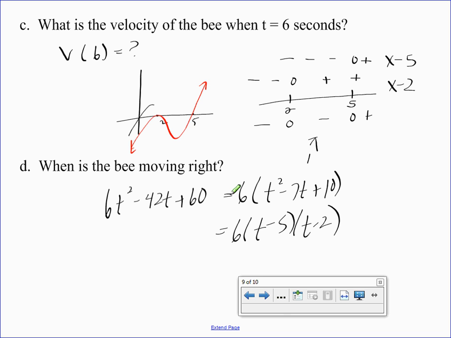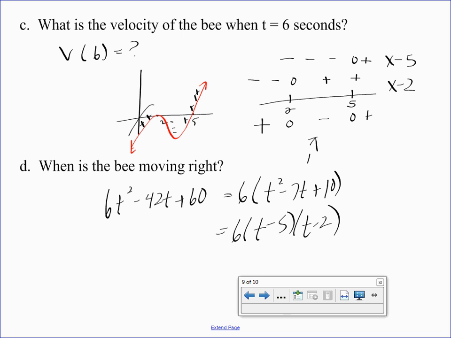The question is, when is the bee moving to the right? Sorry, this should have been a plus sign right there. Or in other words, when is the motion positive for the speed? And when we talk about speed being positive or negative, does that mean we're looking for the increasing and decreasing intervals of the derivative? Or does it mean that we're looking for it's above or below the x-axis? So that's something for you to think about. How we determine when the bee is moving to the right.